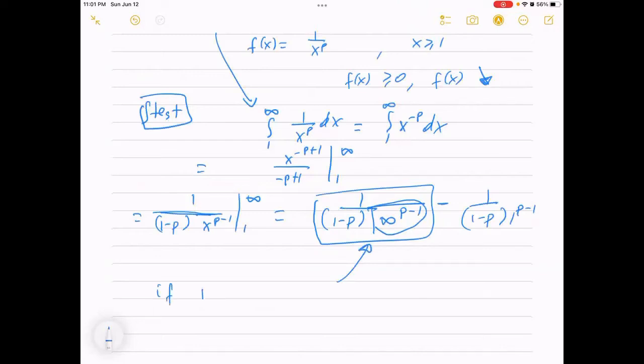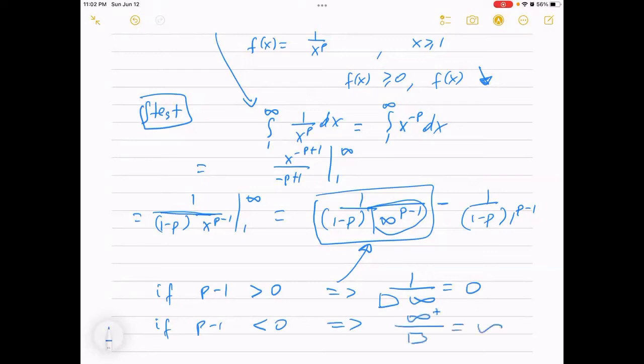If p minus 1 is bigger than 0, then we have infinity to a positive power in the exponent, so we're going to get 1 divided by infinity and some coefficient here, so we're going to get 0. On the other side, if p minus 1 is less than 0, we're going to get a power of infinity that is negative, and a negative power in the denominator means we move it to the numerator as positive. So we're going to get infinity to a positive power divided by a number. So we're going to get infinity.